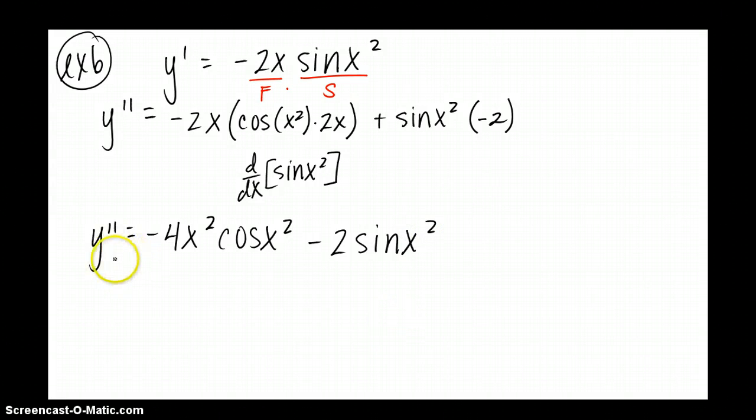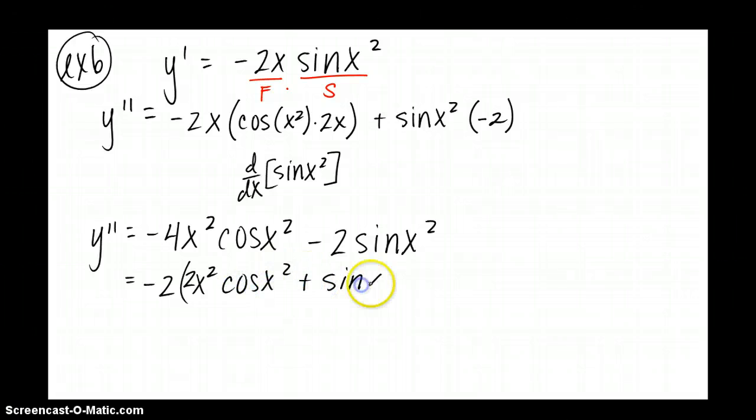So this would be my second derivative. Now you could factor out a negative 2 and get x squared cosine x squared plus sine x squared, but it's certainly not necessary. Alright, I'm okay with you stopping there. If you checked on CalcChat, this would most likely be the answer, so just again know that they're equivalent.